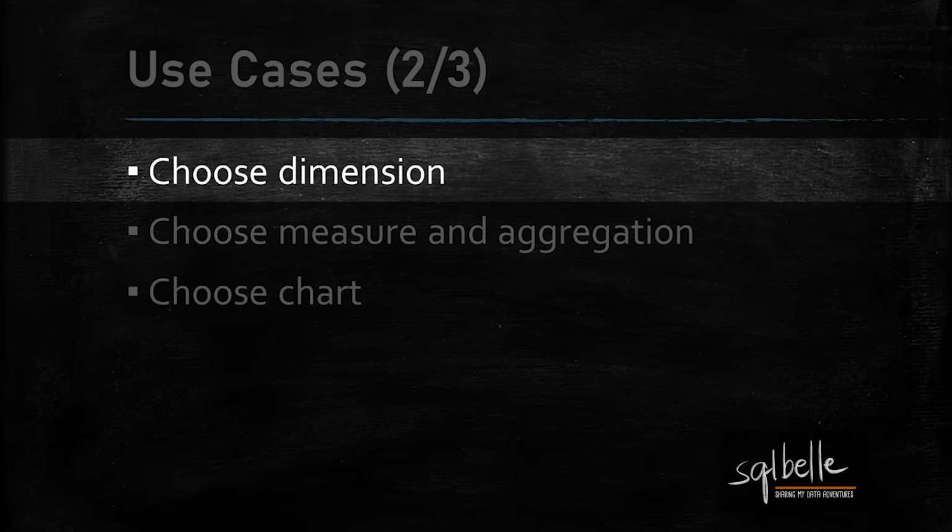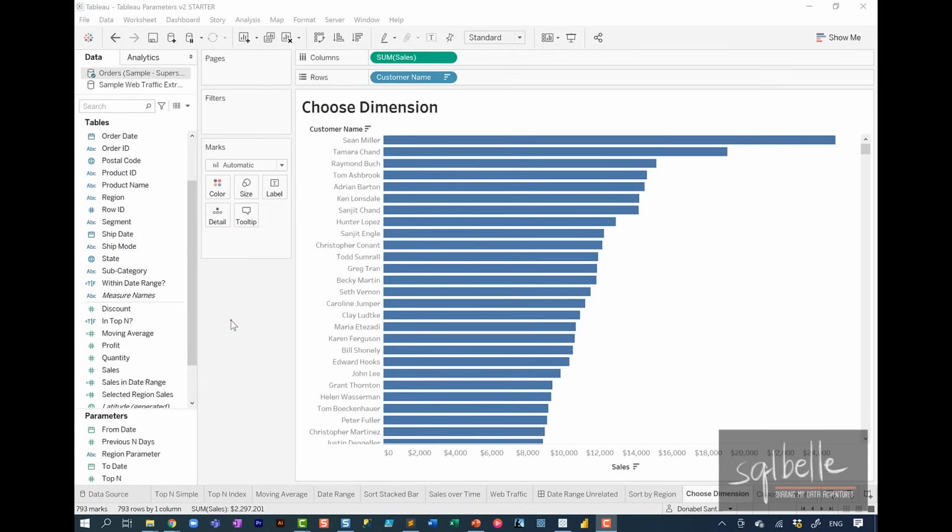So let's now look at a use case where we're allowing our end users to choose the dimensions that are showing up in your view. We can use a parameter if we want our end users to be able to choose which dimensions are being shown on screen. Let's create a new parameter.